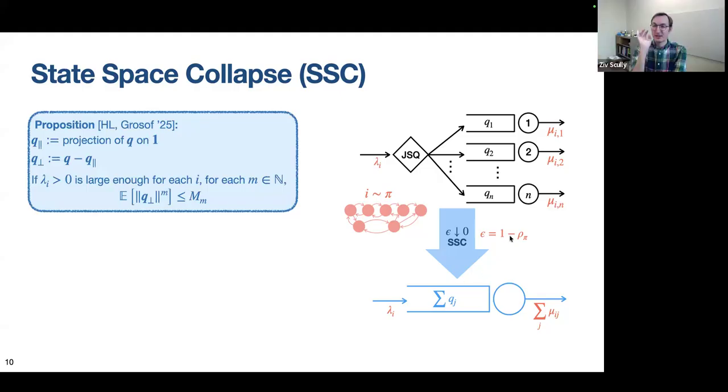And Daniela, actually, I have a question. What does it mean for epsilon to go to zero? Does it mean all the lambdas are scaling uniformly, for example?